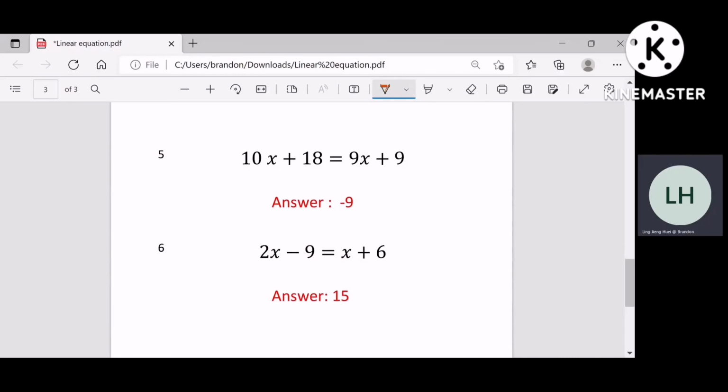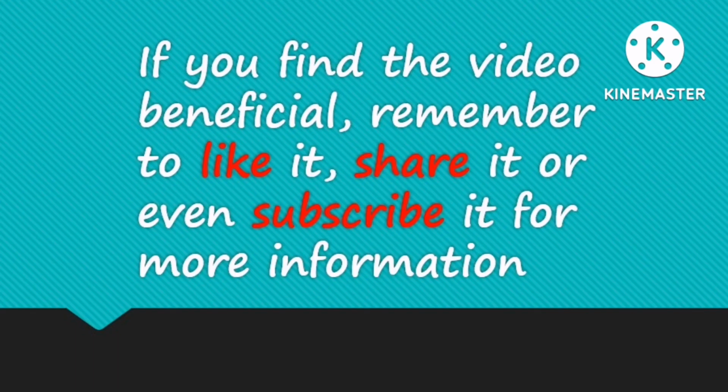All right, I have additional 2 questions here for you all to do. So 10x plus 9. So try this question, see whether you can get negative 9 as your answer. 2x minus 9 equals x plus 6. Answer is 15. Take some time to do these questions, and I'll see you again.